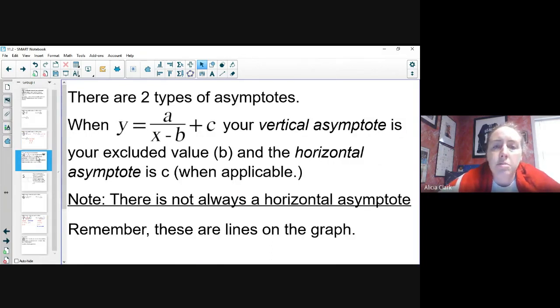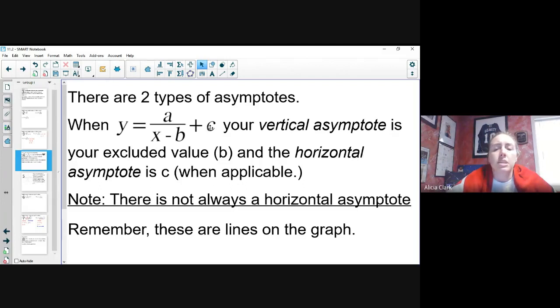So there's two types of asymptotes. The one that we just were talking about is a vertical asymptote, and that's your excluded value. So again, looking at your denominator, that's going to tell you what that is. You also could have a horizontal asymptote. If you have an extra number out here that's being added or subtracted, that is going to be your horizontal asymptote. This does not always happen. There is not always a horizontal asymptote, just sometimes if there's a number out here.